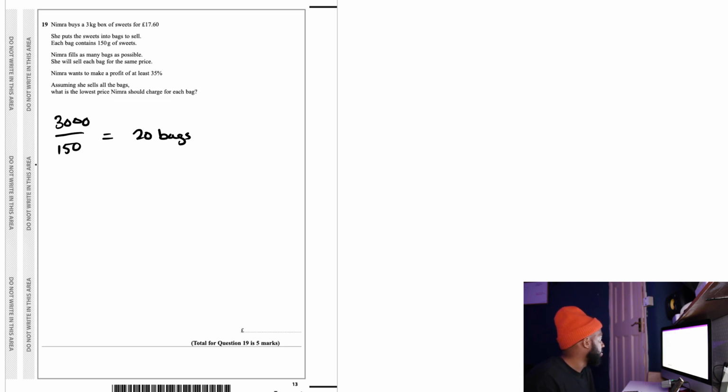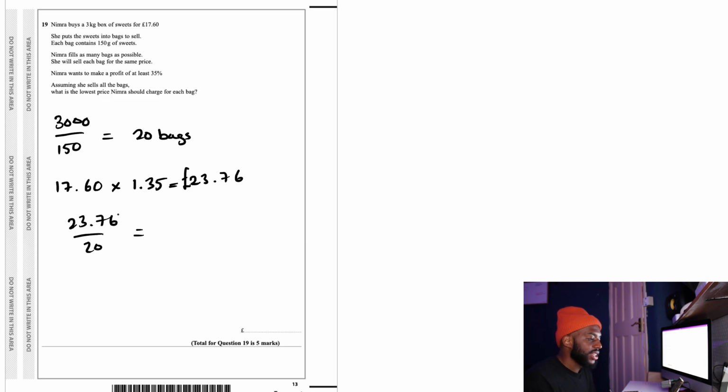So for her to make a profit of 35%, we need to work out what that would be. So 17.60, using our multipliers, so that would be 1.35, we're timesing it by to get 35% on top of the original amount. So that would be 23.76, so £23.76. So the lowest price she should charge for her bags is this number divided by 20. So 23.76 divided by 20, and that gives us 1.188, but rounded would give us 1.19. So £1.19 should be her minimum price.